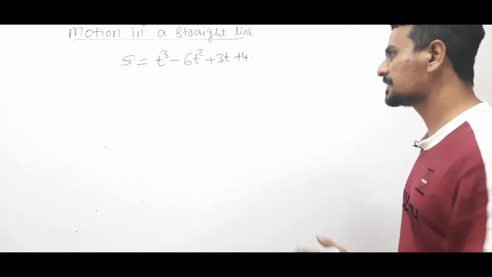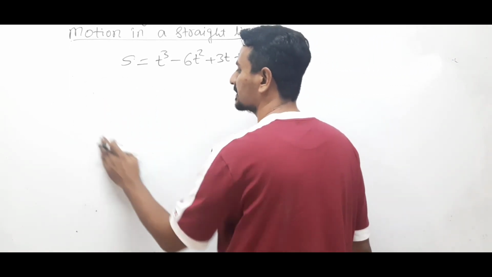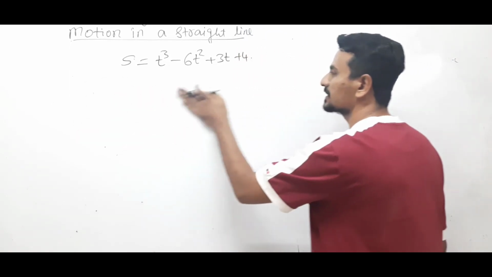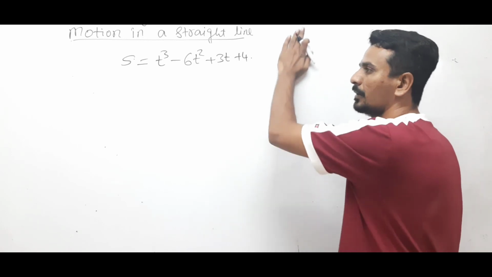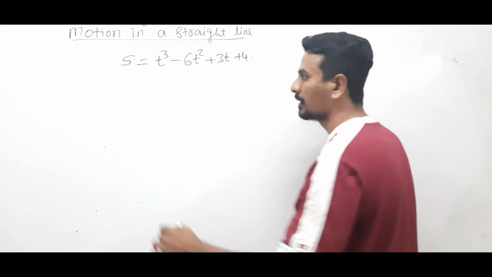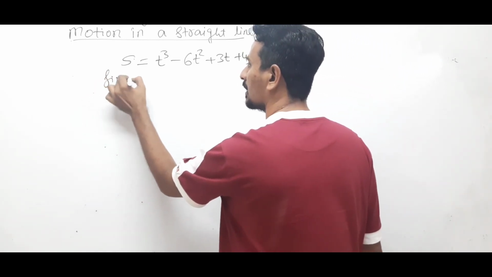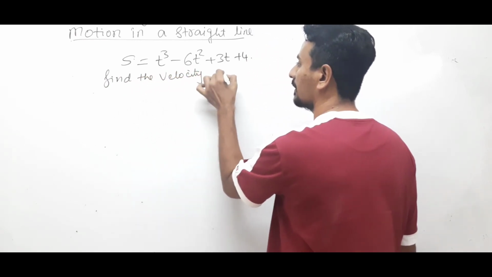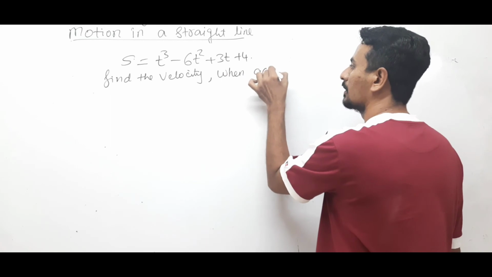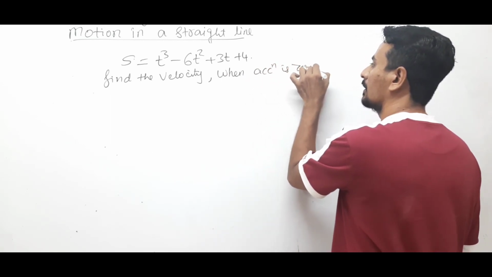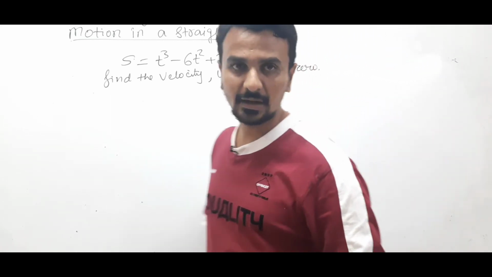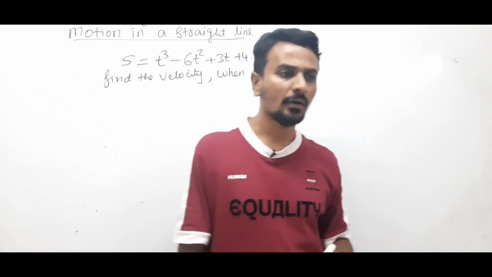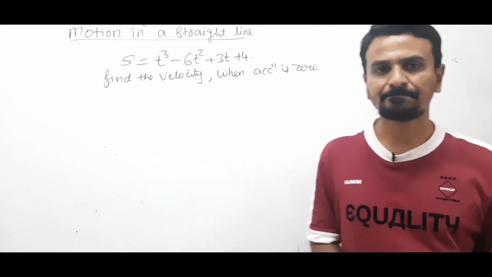Okay, see now the displacement of the body is given. S is equal to t cube minus 6t square plus 3t plus 4. Displacement is given. Find the velocity when acceleration is 0. You have to calculate the velocity when acceleration is 0. So how to solve this question?